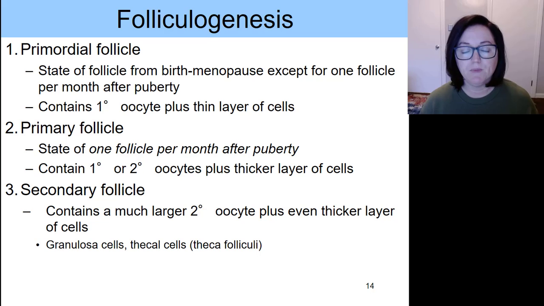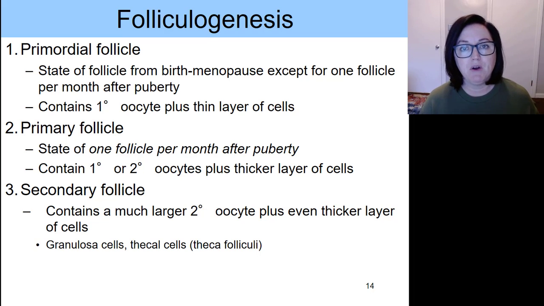Starting at puberty, hormones will cause just one primordial follicle, and it's not one per ovary, just one primordial follicle in one of the ovaries, to enter into the next stage of folliculogenesis, which is the primary follicle. Primary follicles tend to contain a primary or a secondary oocyte depending upon the stage of oogenesis. And there's still a layer of cells here, but a much thicker layer of cells because that follicle is developing.